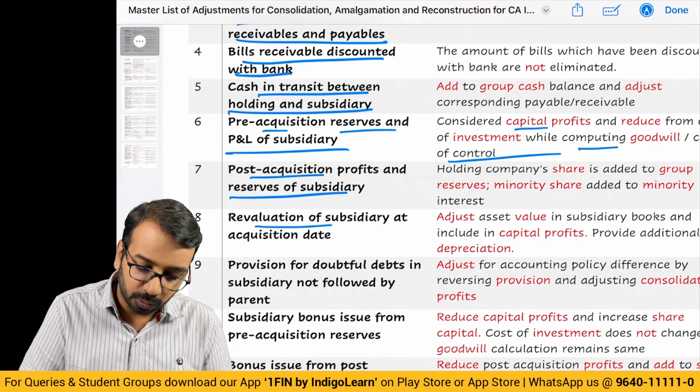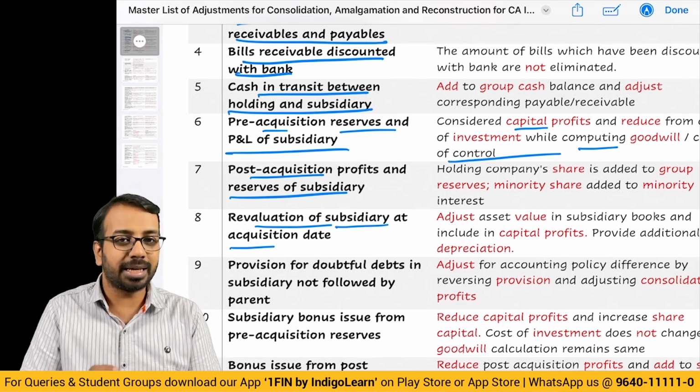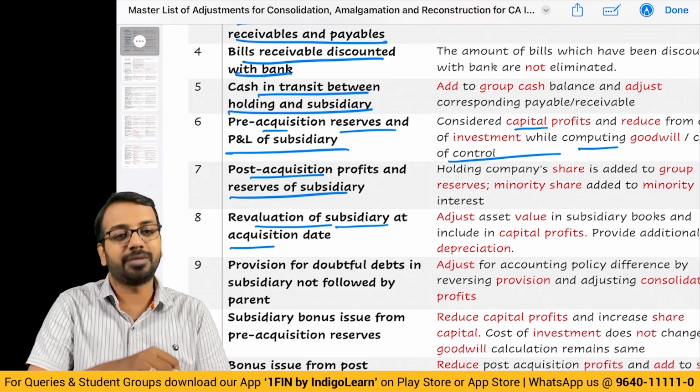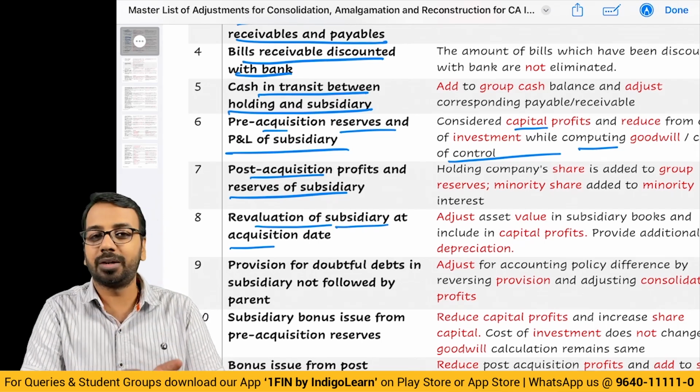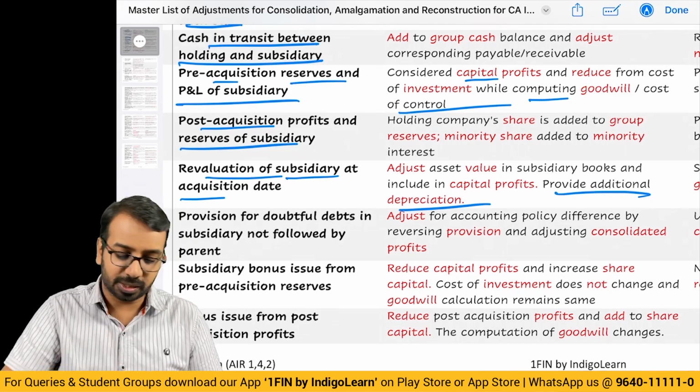If you revalue any asset of the subsidiary at the acquisition date, you will increase the value of that asset and correspondingly you will also increase the capital profits on the date of acquisition. Subsequently, you will also give the depreciation impact. You will have to provide additional depreciation subsequently.